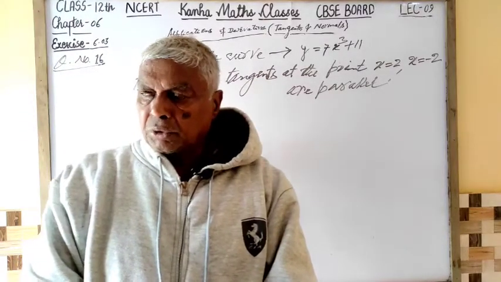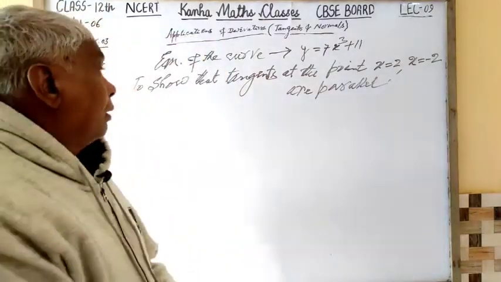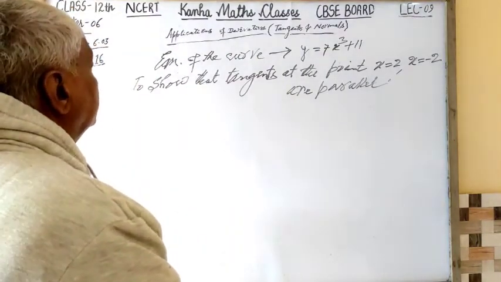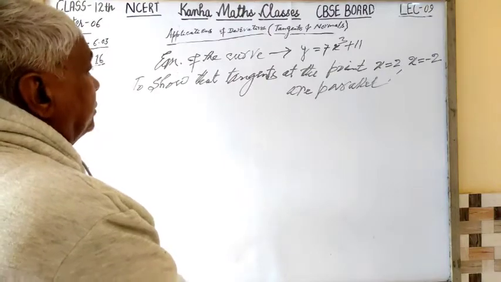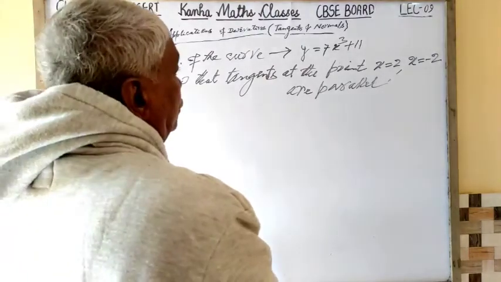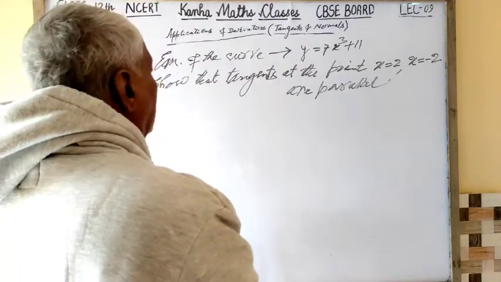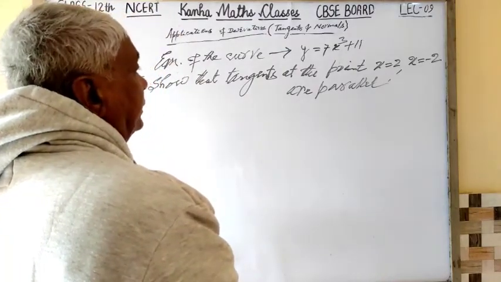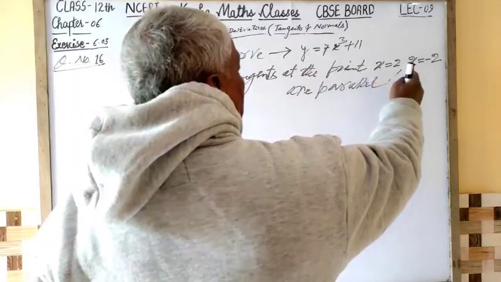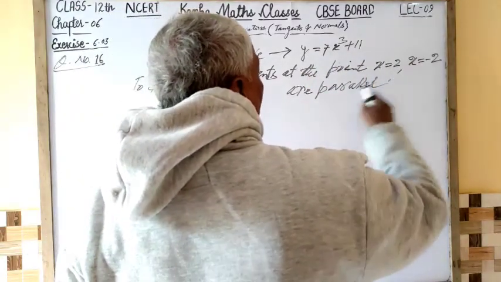In continuation to the previous videos, question number 16: the equation of the curve is given, y is equal to 7x cube plus 11. You have to prove that the tangents to the curve at the points x is equal to 2 and x is equal to minus 2 are parallel.